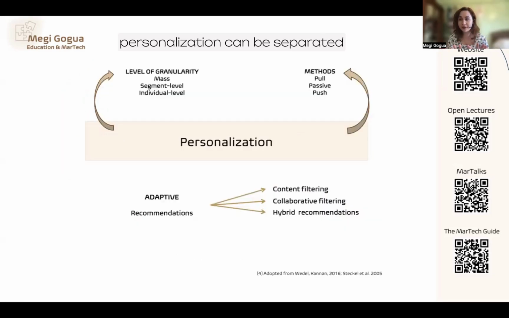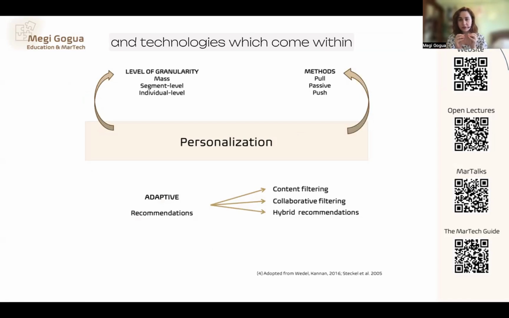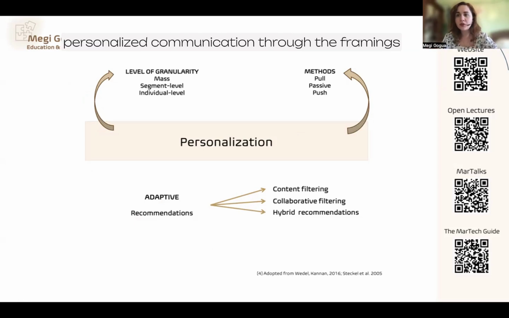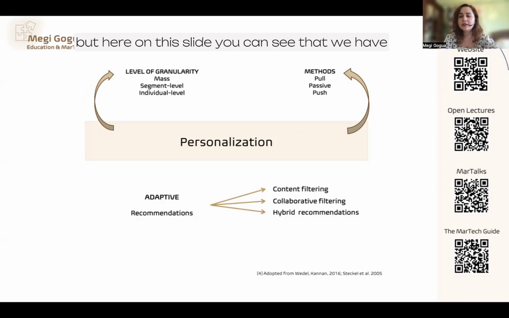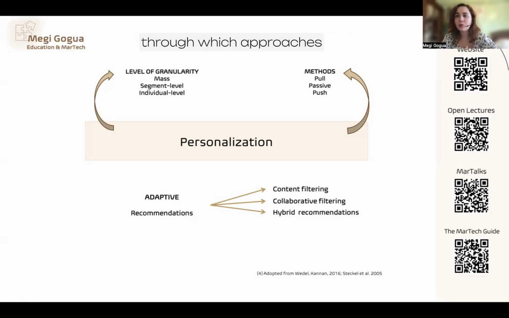Personalization can be separated and can be achieved through different ways. So here you may see that we have the methods and technologies which come within. As I mentioned at the very beginning, we have, for example, greetings on your mobile phone or application, and we can also see recommendations that are specific for you. This is the example of personalized communication through the framings. But here on this slide, you can see that we have different approaches on how it is created, how personalization actually works through which approaches.